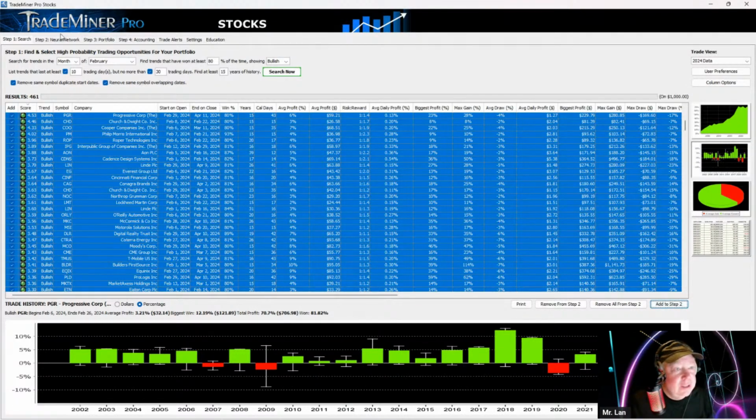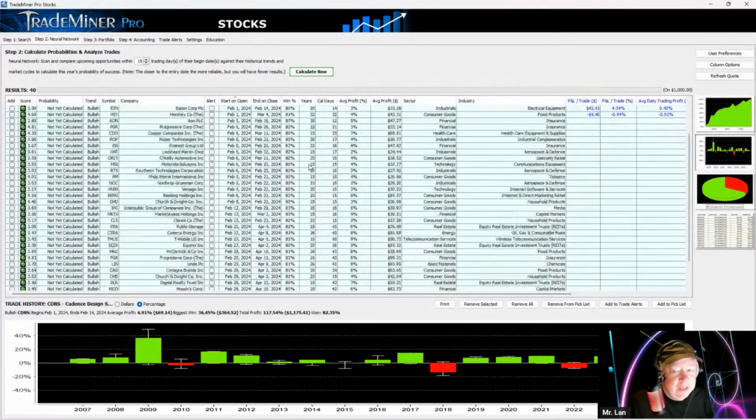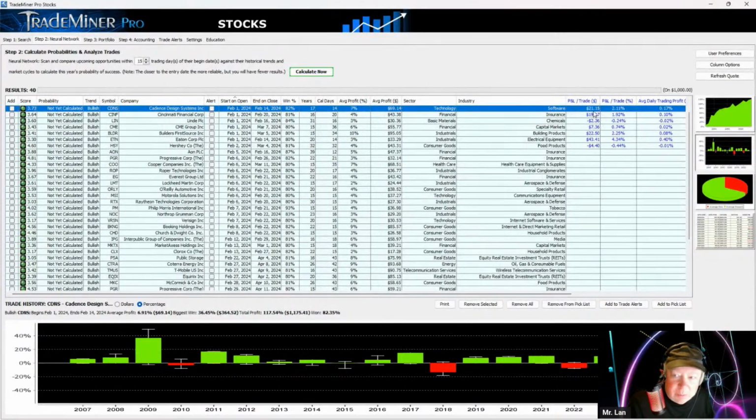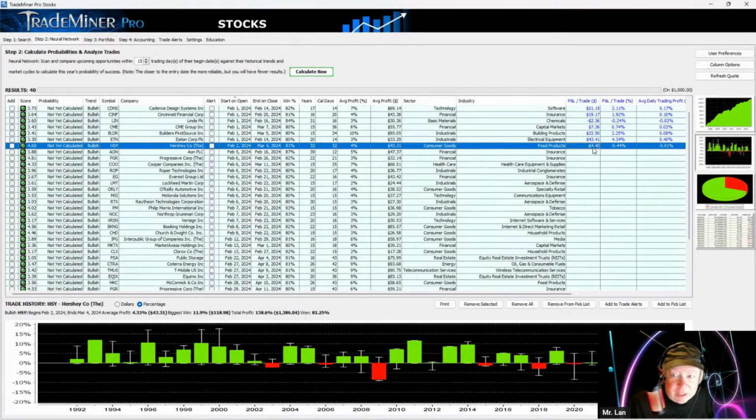And now we come into step 2, into the neural network. And that's all the stocks that we had. And you can see the ones that are up here. These are the ones that are already in. They've already started. So you can see that this one, and this is on a $1,000 investment. So only $1,000 into the market on each one of these. You can see which ones. That one's losing $2. That one's losing $4. All the rest of them are making money.